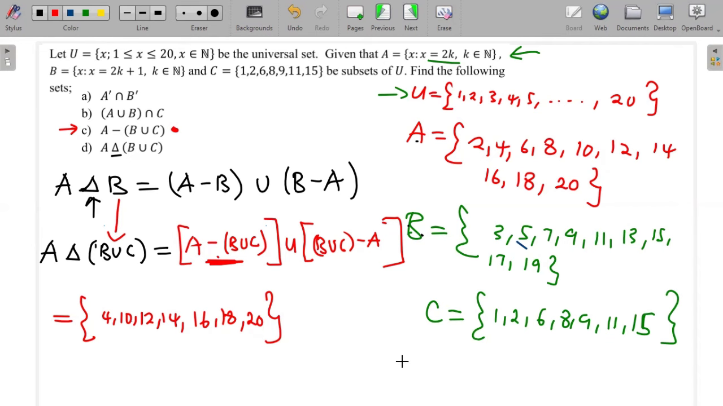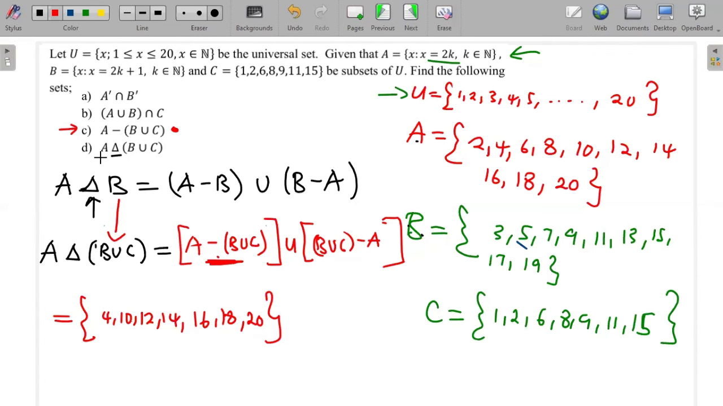Okay, so how do we find it? It's the same thing, B union C. Someone has their mic on. Tutor Paul, yes. I'm sorry, but I think I've not gotten how we are coming up with the formula. Yes, the formula. Okay.